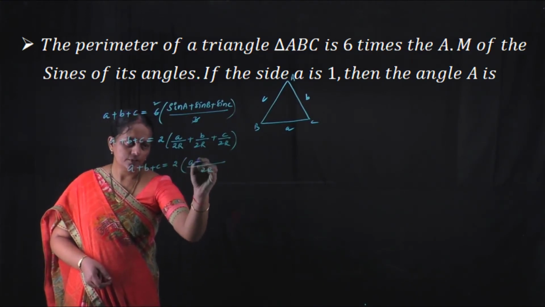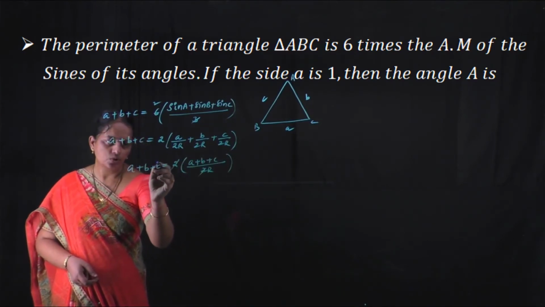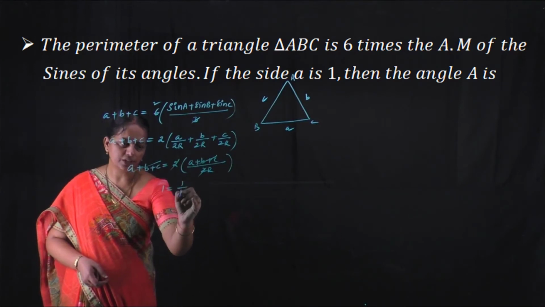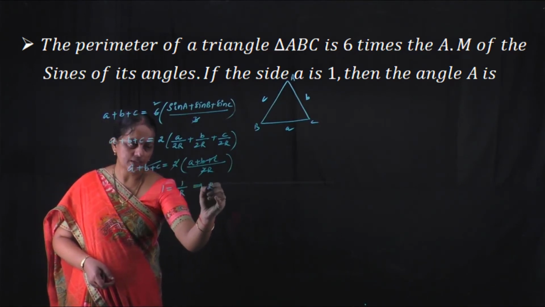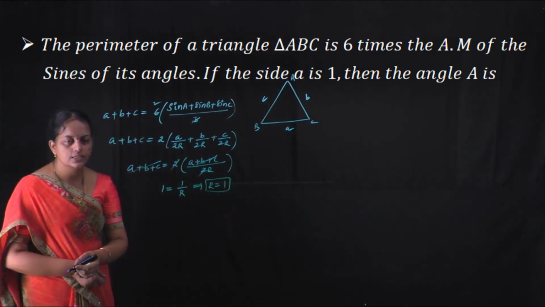So a plus b plus c is equal to 2 times, consider the LCM as 2R, in numerator we get a plus b plus c. Here 2 gets cancelled, and on both sides a plus b plus c gets cancelled. So 1 is equal to 1 by 2R. From this, capital R is equal to 1. That means circumradius is equal to 1.